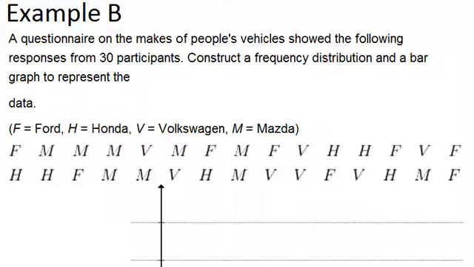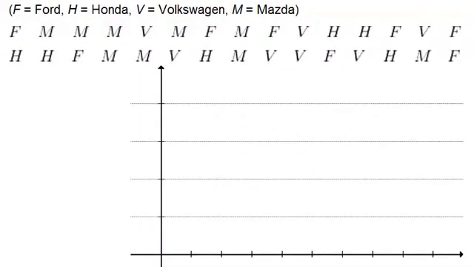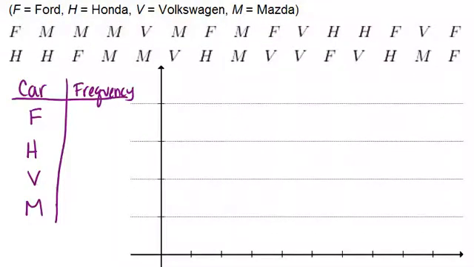A questionnaire on the makes of people's vehicles showed the following responses from 30 participants. Construct a frequency distribution and a bar graph to represent the data. And we have our key: F is Ford, H Honda, V Volkswagen, M Mazda. So the first thing we want to do is make a little frequency distribution to keep track of how many of each we had. So we want to track how many Fords, how many Hondas, how many Volkswagens, how many Mazdas. So make a little table and then start with Fords and count how many you see.